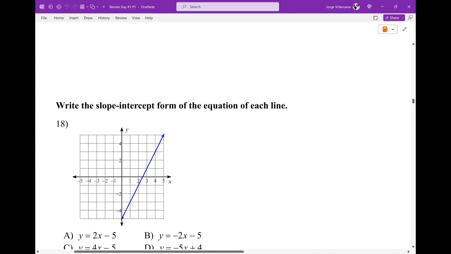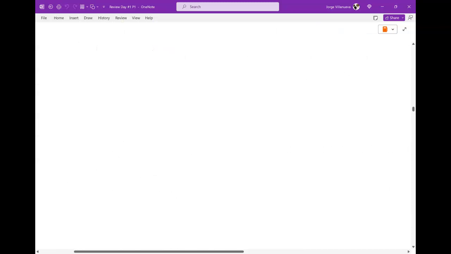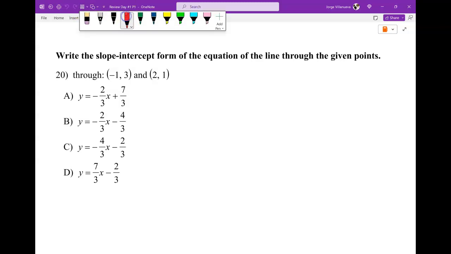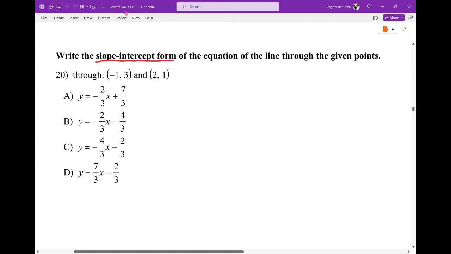Let's see here, 18, 19, and 20. It says, write the slope-intercept form of the equation of the line through the given points. In other words, they want us to write an equation. Okay? Again, they said slope-intercept form. So they want me to write an equation that looks like this. Now, in order to write an equation that looks like that, I need to know the slope, and I need to know an intercept. They gave me 2 points.